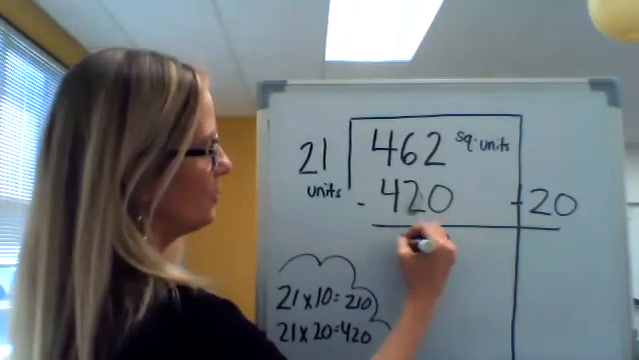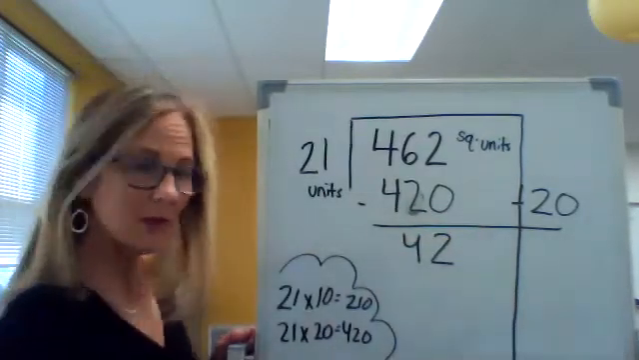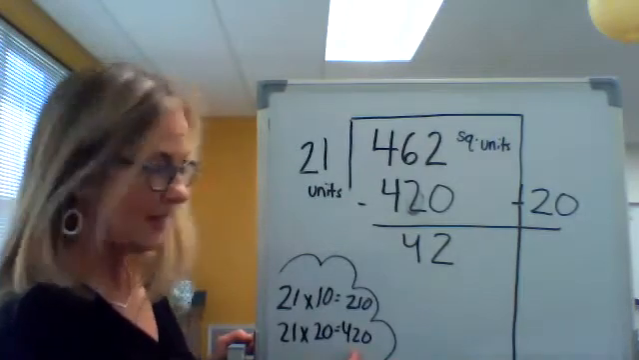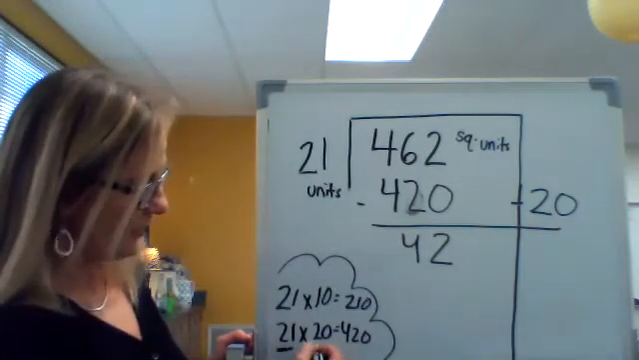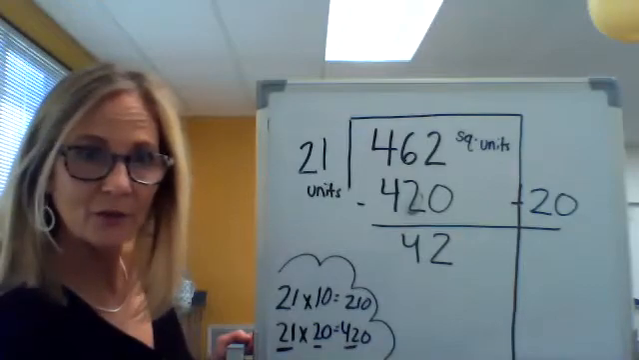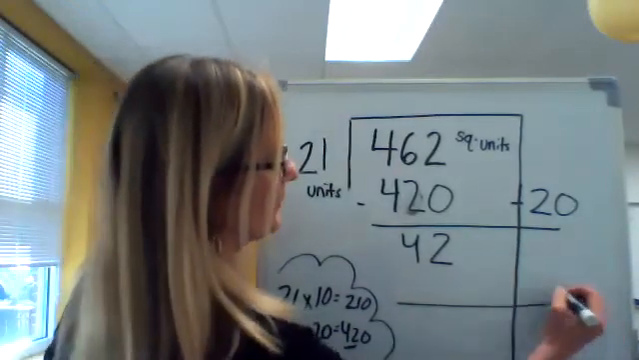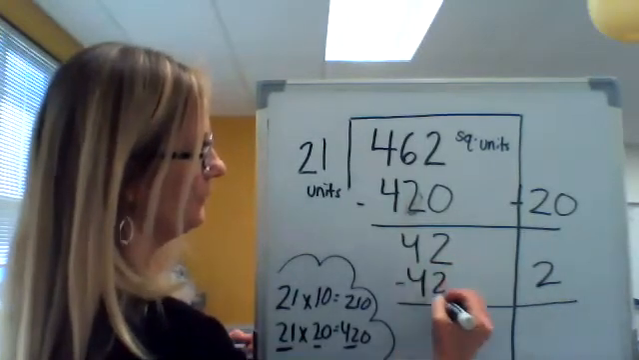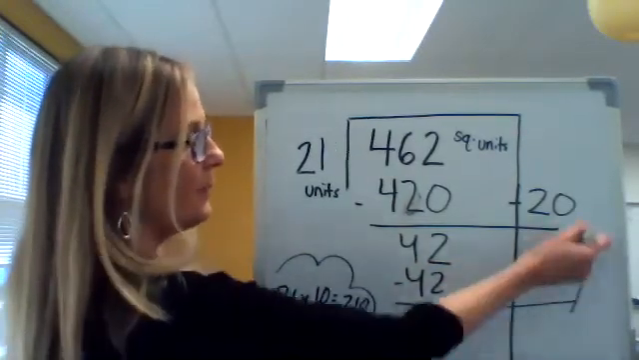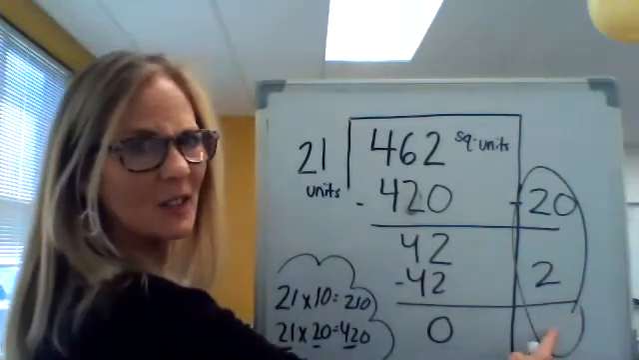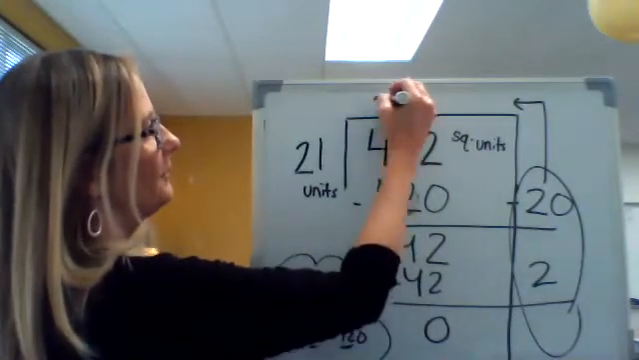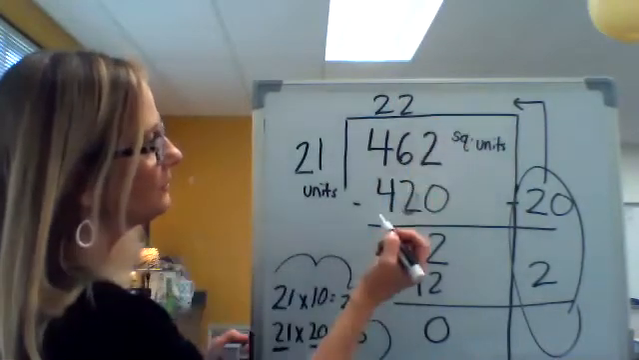How many do I have left to work with? 42. Well, I'm seeing a 42 down here already. If I didn't already know, I could see that 21 times 2 is 42. So I'm going to go with that. 2 more groups of 21 will use up 42, and I'll have nothing left. My final answer is here, 22 groups. And we're going to locate it up here. That's where we'll look for that answer.